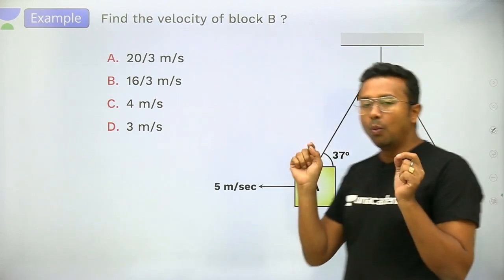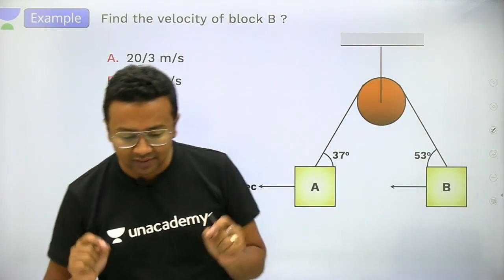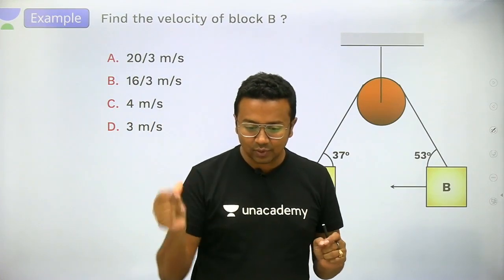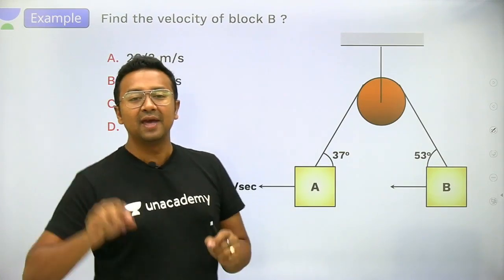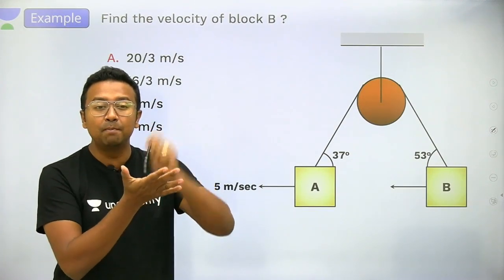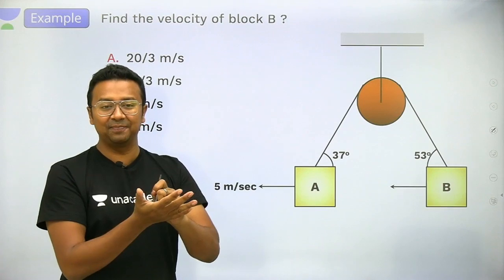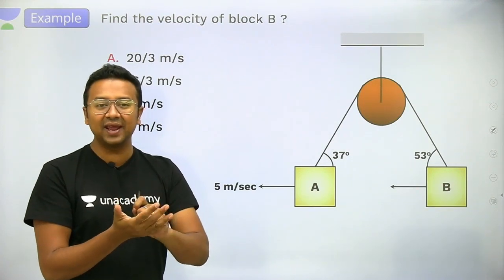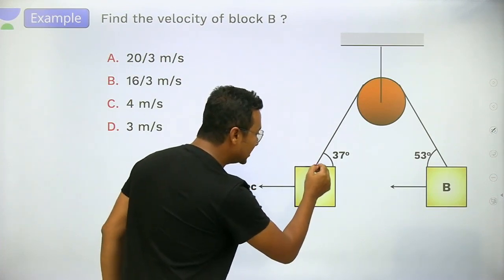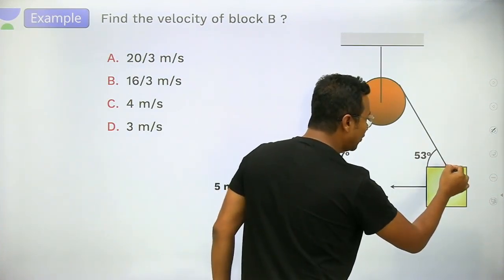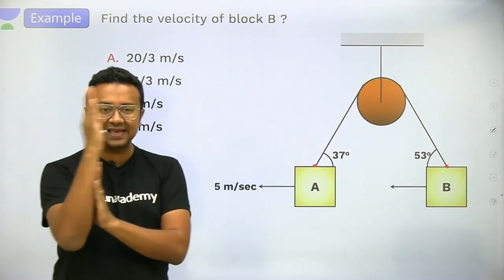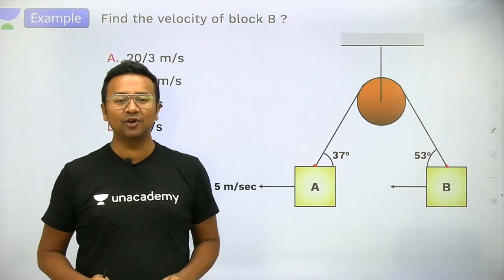I'm going to give you 1 minute, only 1 minute to solve this question. How about you doing this question right away? Remember, we are supposed to take the component of velocity of the block along the string, and that should be the same for both the points, for this point and also for this point. That is the two ends of the string. They should have the same velocity along the length of the string.